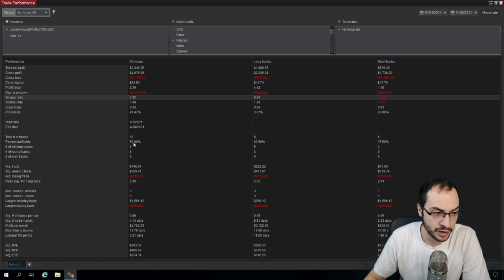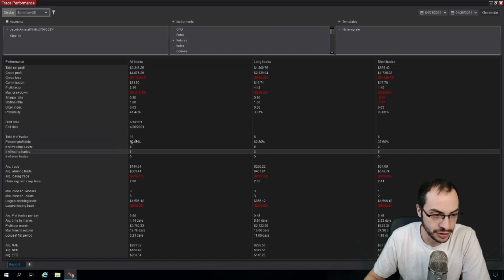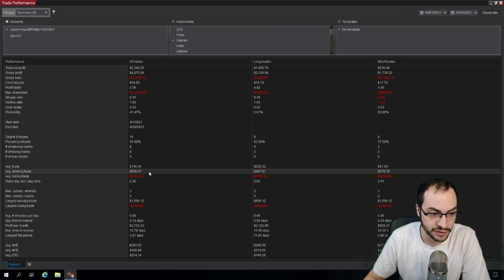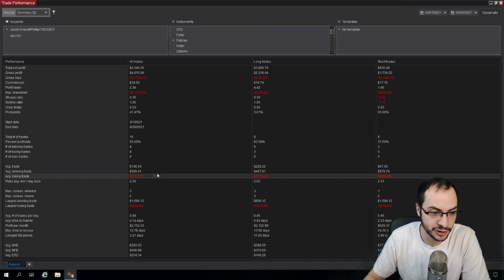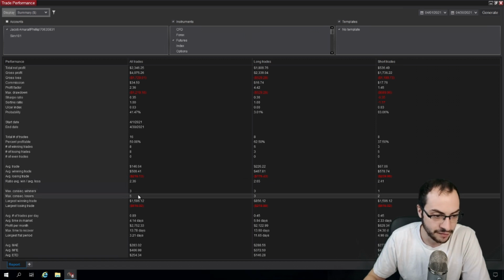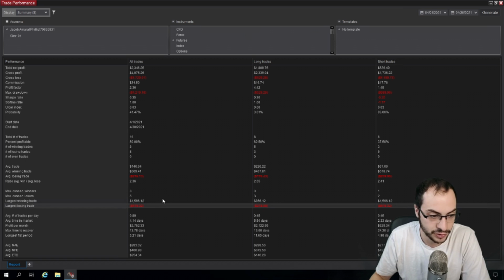But overall, I had a 50% win rate, 8 winning trades, 8 losing trades for a total of 16. My average trade was $146 in profit. My average winning trade was $509 in profit, and my average losing trade was $216 in losses. I had a 2.36 average win to average loss ratio. I had 3 consecutive winners. I had 5 consecutive losers. My largest winning trade was $1,500, and my largest losing trade was $500.